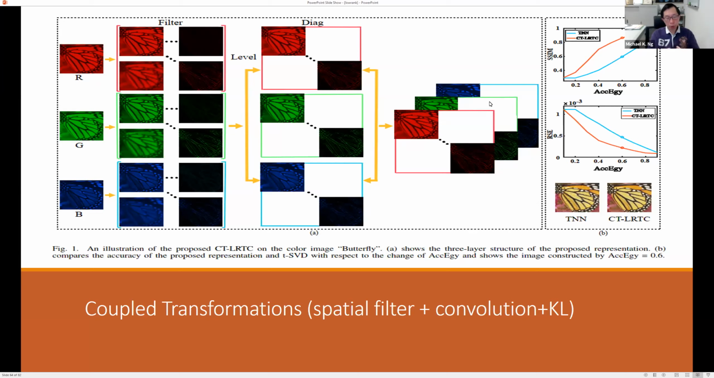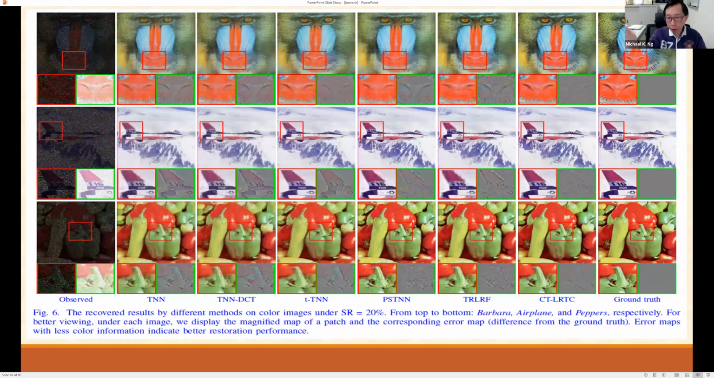So in some sense, with the coupled transformation you consider both the spatial domain transformation and the other tube transformation combined together, such that you can get a much better low-rank structure. So hopefully you can recover the data in a much easier way. This is again to show you, in particular for a color image, you can imagine if you only use RGB as a tube, it is not a huge amount of data for you to deal with. You can do the coupled transformation, that means the spatial filter, to help you further process to get a low-rank structure.